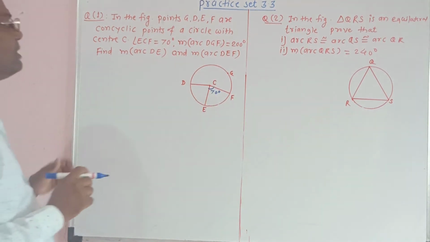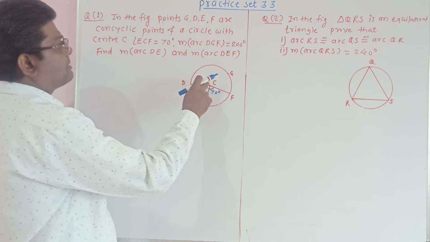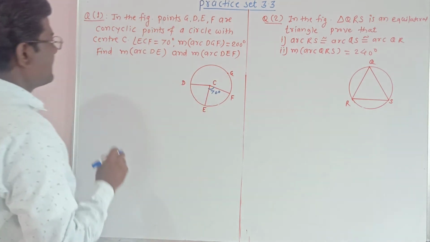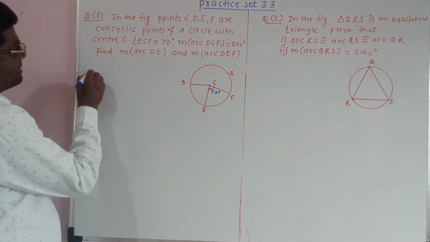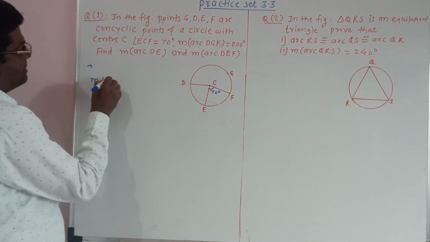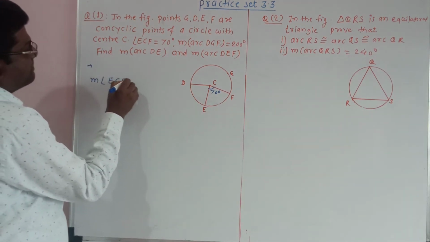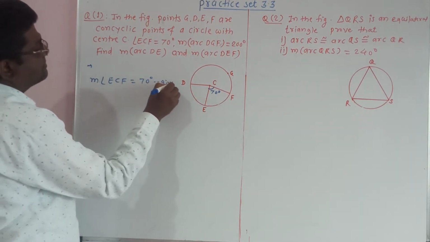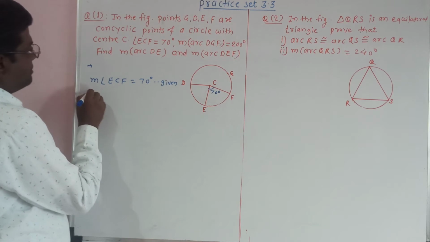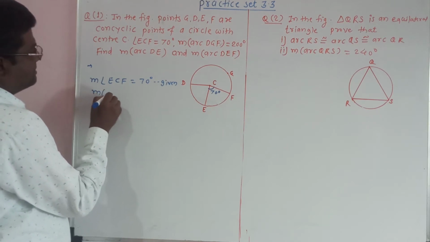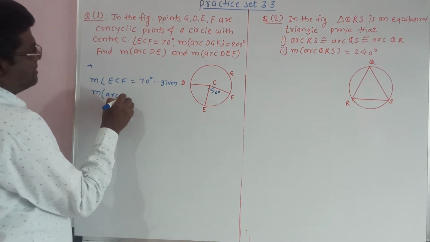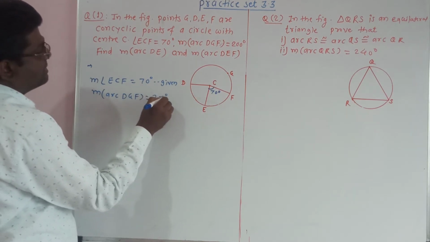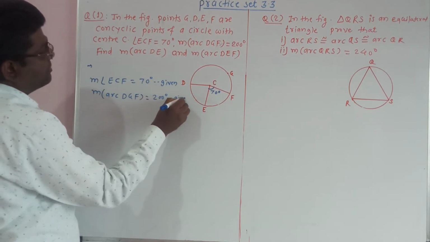Now we are given the measure of angle ECF. The measure of angle ECF is equal to 70 degrees. It is given. Also the measure of arc DGF is equal to 200 degrees. It is also given.